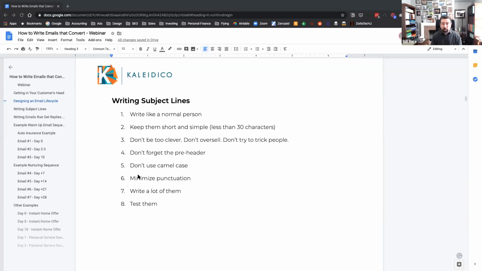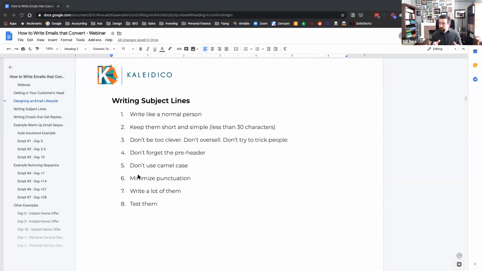So, tricking somebody into an open. One of the common techniques you see here is maybe a forward or a RE, trying to make it look like it's a reply to another email. Those things are just, again, not great techniques, and people are just going to be frustrated when they open it and they know that they've been tricked. Nobody likes to be the fool.